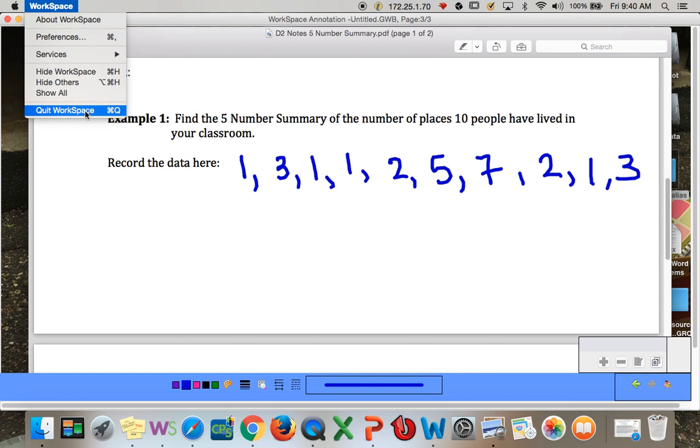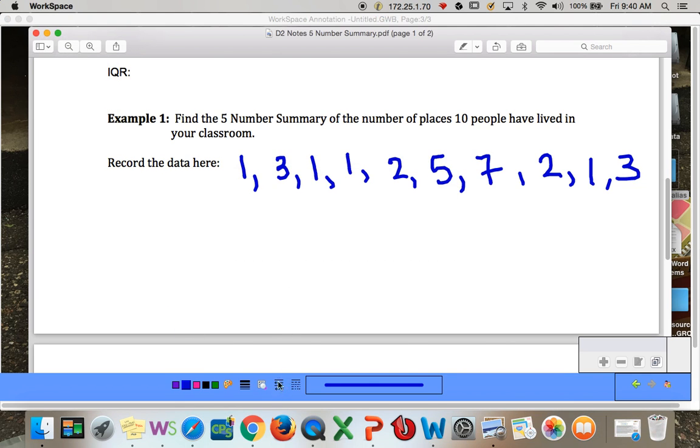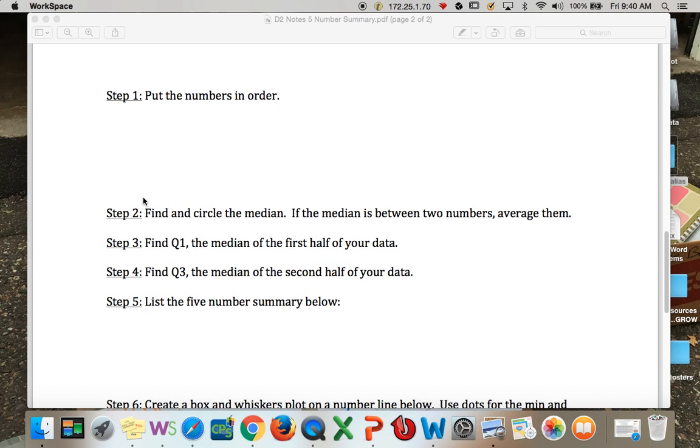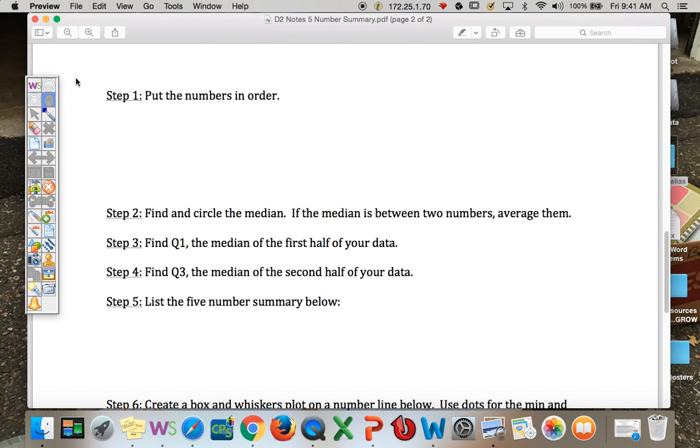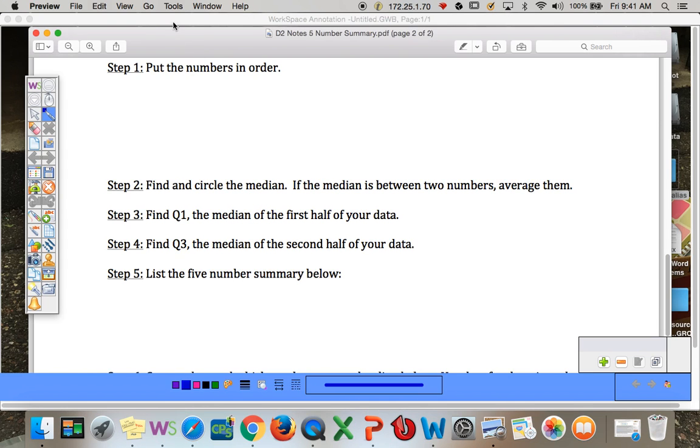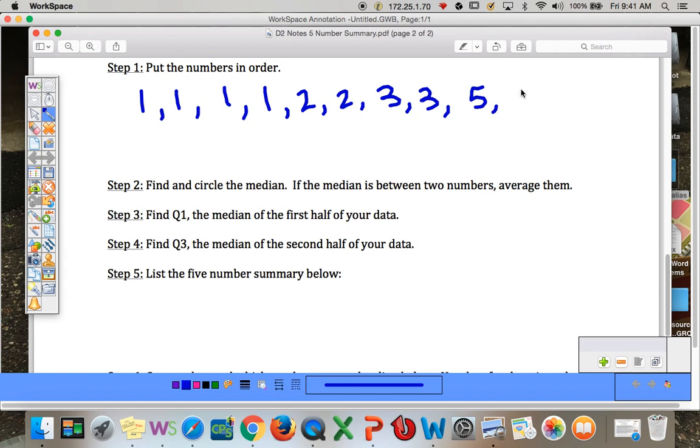And my workspace quit on me, so let me restart. Okay, so let's go to step 1, which is put the numbers in order. And I will write those down for you. Okay, actually I want to move this down a little bit more. Okay, so if I put those numbers from the previous page in order, it looks like this. We have 4 ones, I believe. And we have 2 2s, 2 3s, a 5, and a 7.